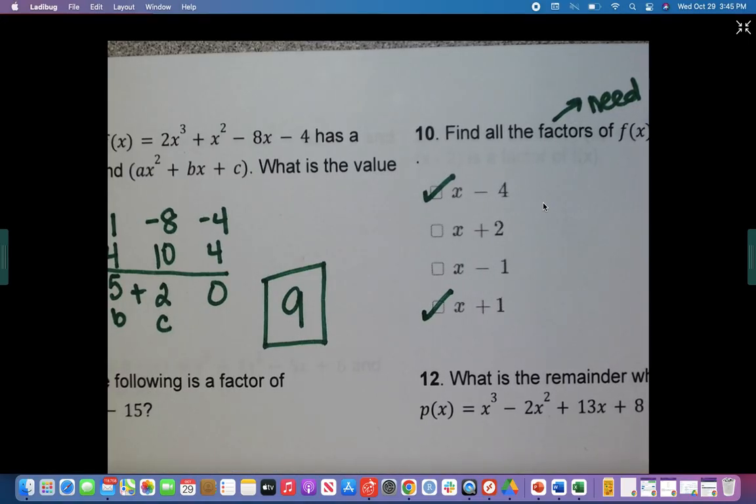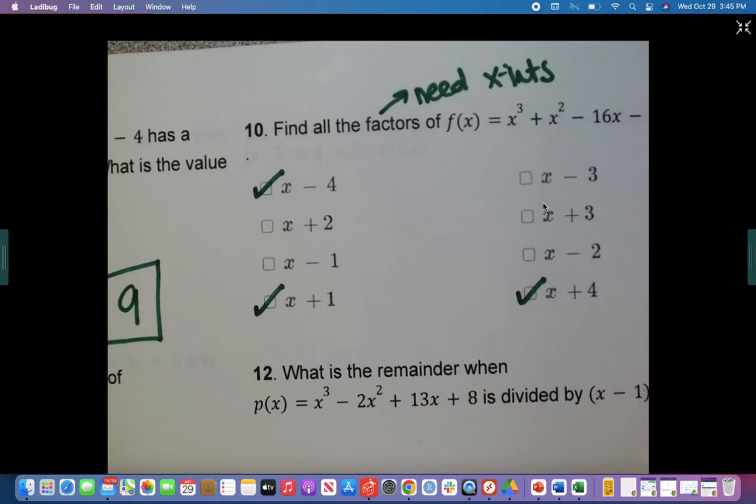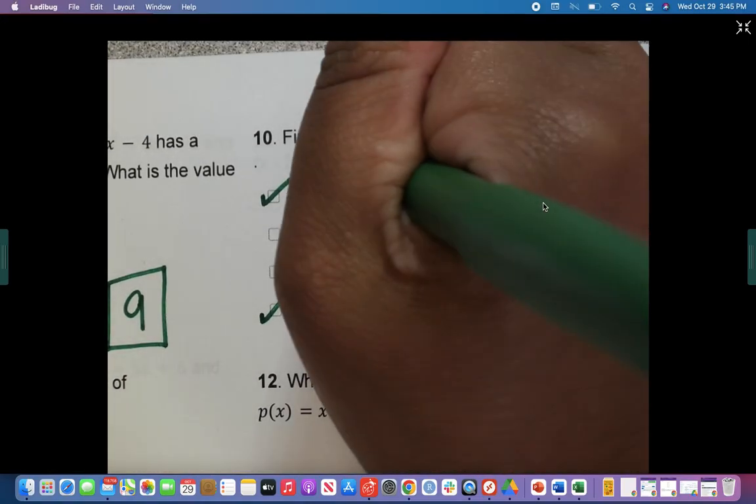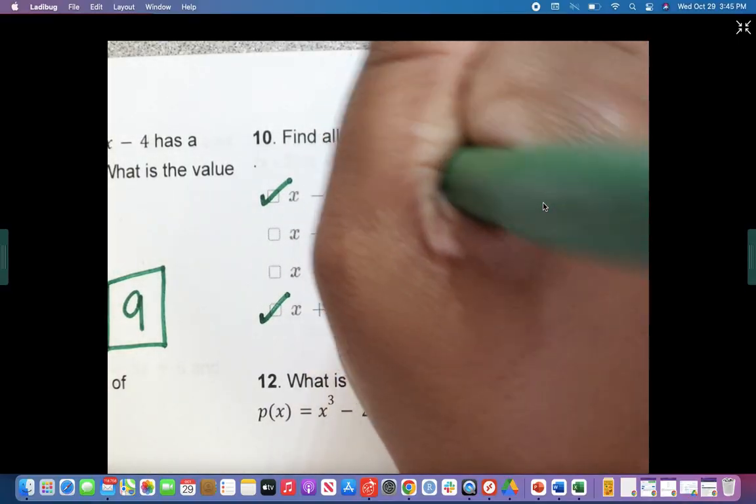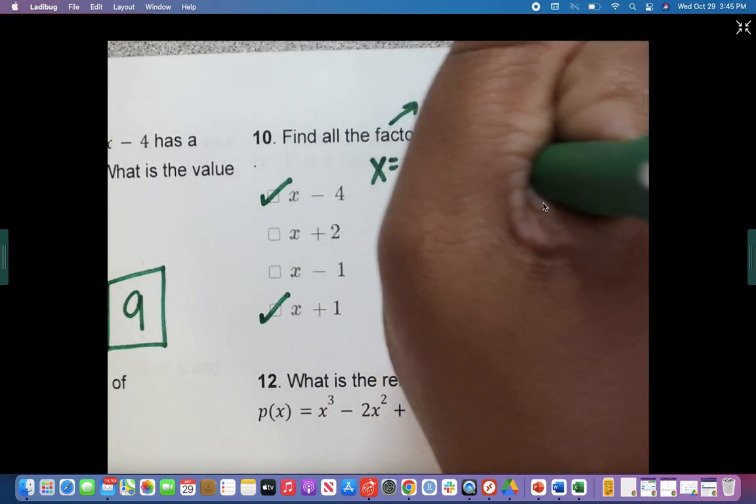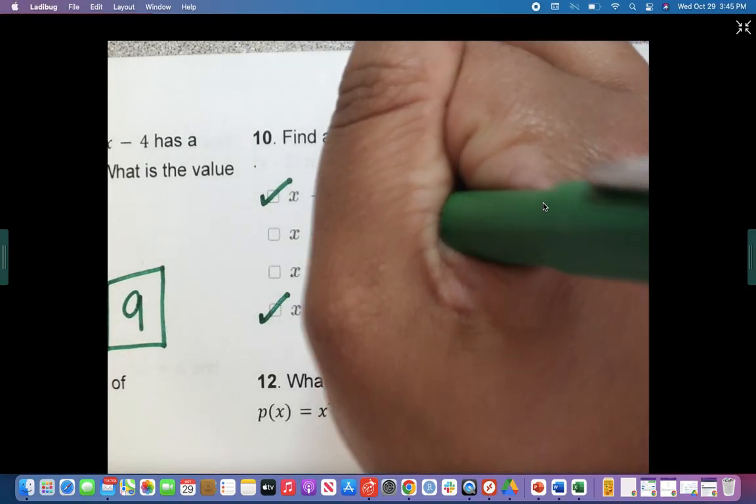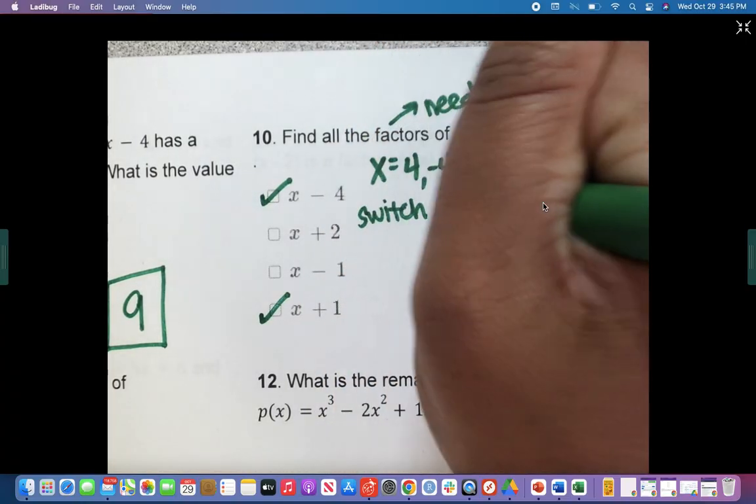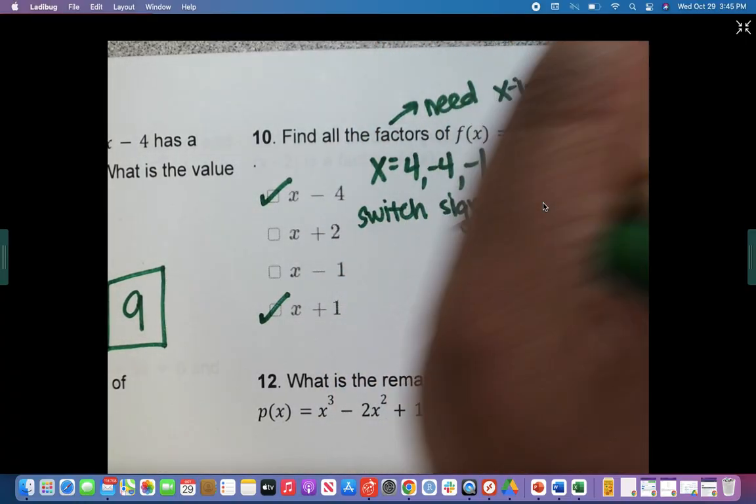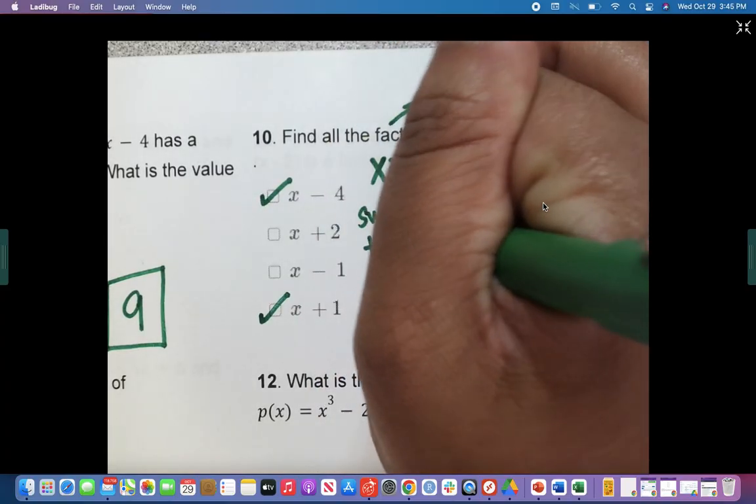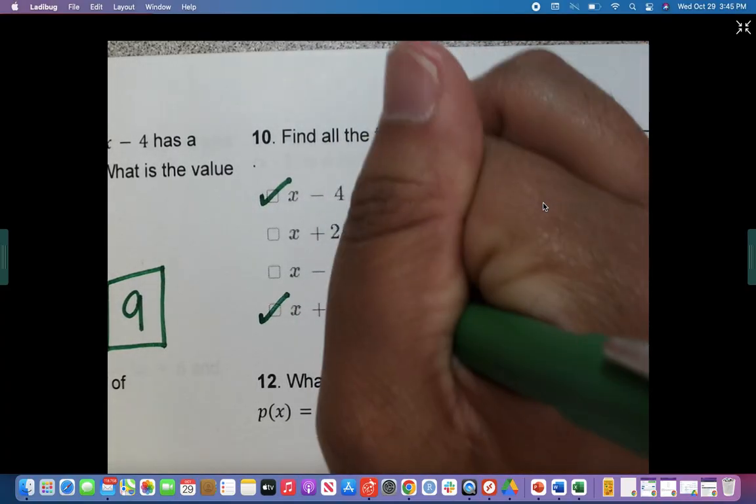And then I've got positive 4, so that would be x minus 4. So remember, whatever your x-intercepts are, you switch the signs. So our x-intercepts were 4, negative 4, and negative 1. So we switch those signs to write as factors.